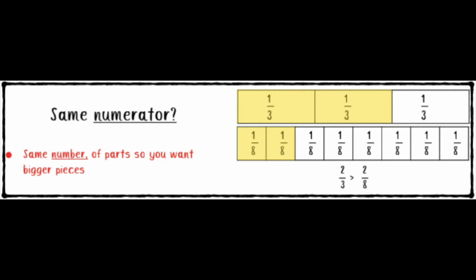Here's another example for same numerator. You have the same number of parts, so you want bigger pieces. I would rather have 2/3 than 2/8 because my pieces are going to be larger.